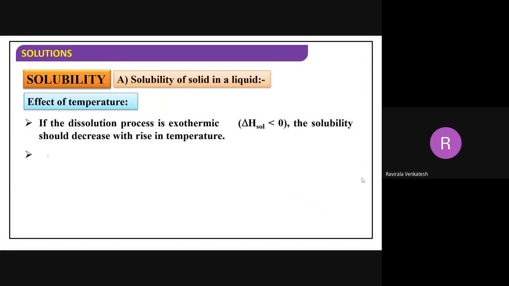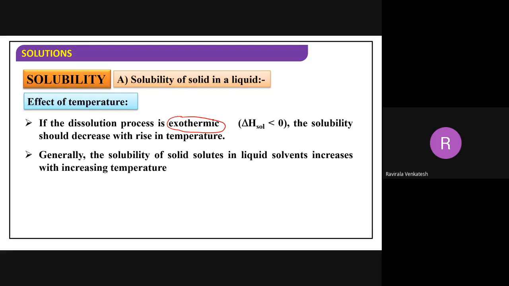If it is an exothermic process, in this case, it is reverse. If you increase the temperature, solubility decreases. Isn't it? So solubility decreases here, opposite. In which case, beta?